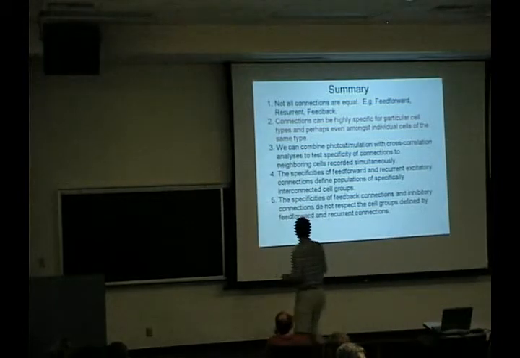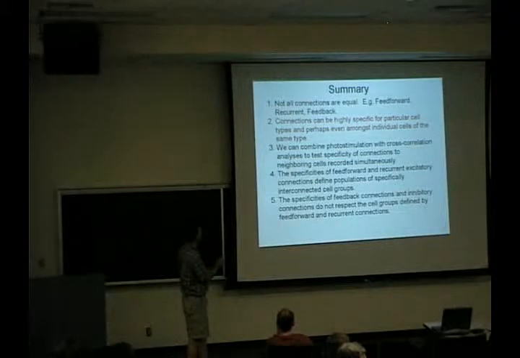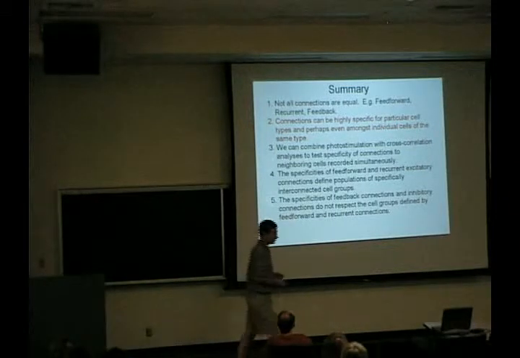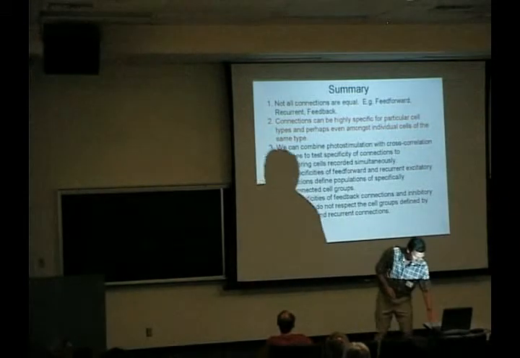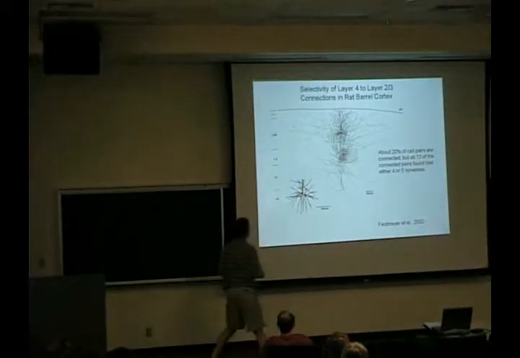Now, there's lots of data now that say that connections can be highly specific, particularly for different cell types. So in any given part of the cortex, you might find different cell types and find that they get input from different sources. There's also some data suggesting that even individual neurons of the same type could have specific connections. And I'm just going to show you one example of that, which is part of what motivated the study that I'm going to tell you about today.